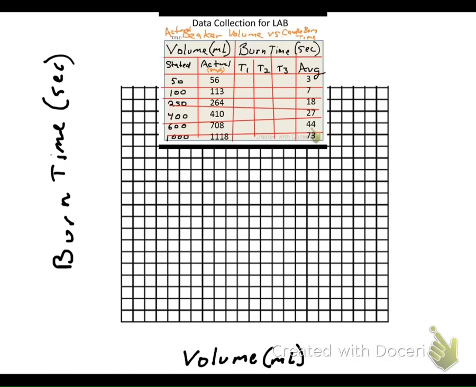First thing we need to do is come up with a scale of numbers to put down here and a scale of numbers to put over here. The rule is that you have to take up more than half of the graph and you have to start at 0. So what we'll do is we'll start at 0. We'll look at our averages here. Now your data might be different than mine, but I'm going to use the ones I have. So the volumes range from 50 up to about almost 1200 here.